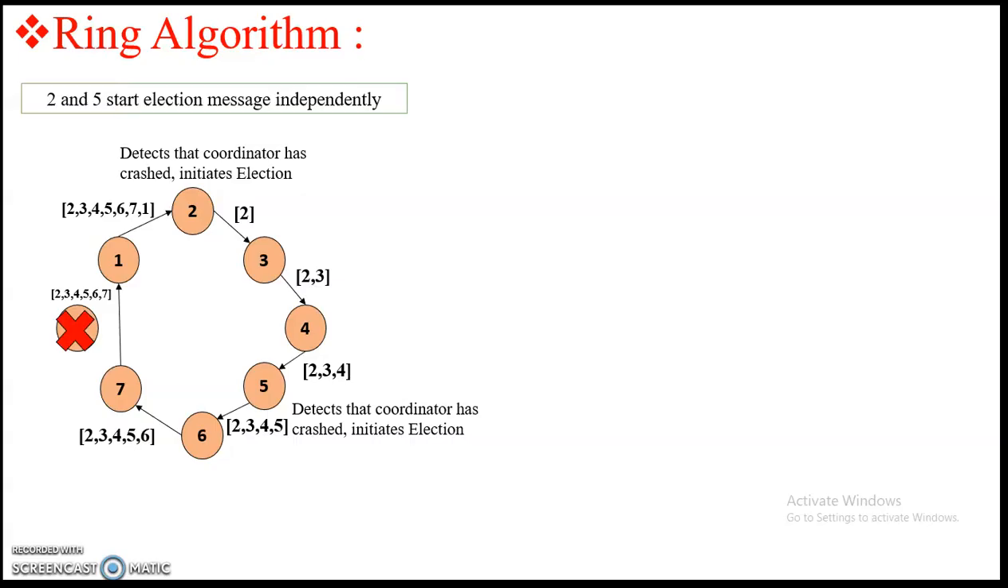Here we will stop. Whatever we have finally got, that is 2, 3, 4, 5, 6, 7, we have to elect a coordinator among these process IDs. Which one is the highest? 7 is the highest one, which means that 7 is the coordinator elected by 2. But simultaneously 5 has also detected that 8 has crashed and it initiates the election.